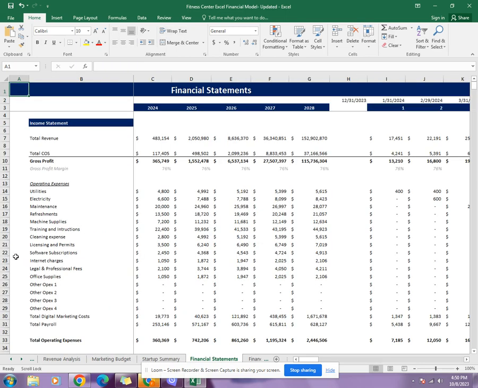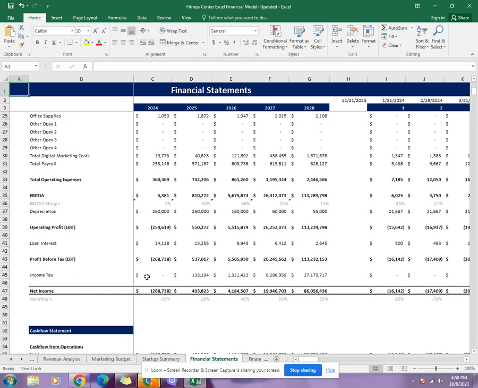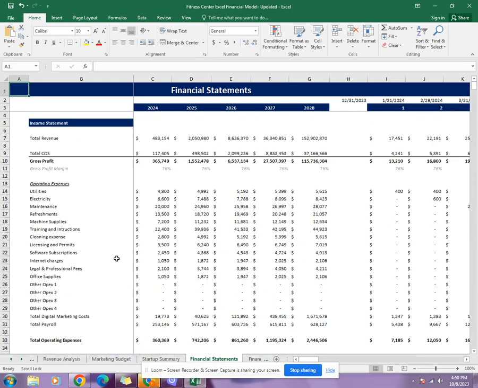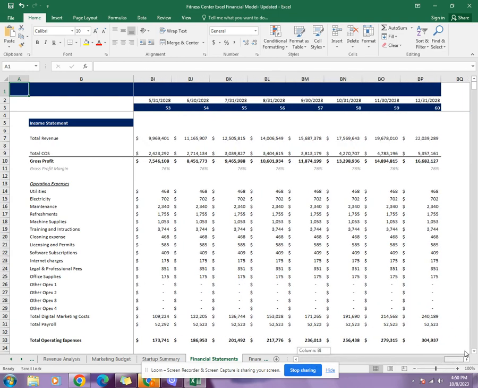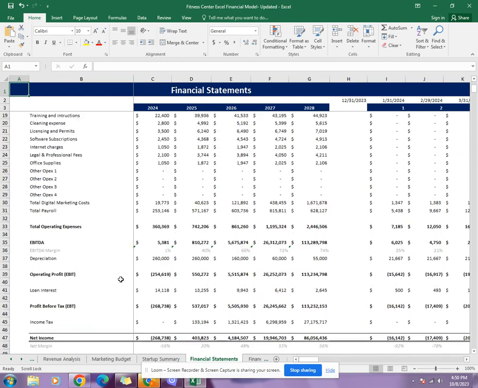Then comes the financial statements. The financial statements include the net income of the business in form of annual, as you can see over here, and monthly, as you can see over here. It goes up to 60 months.